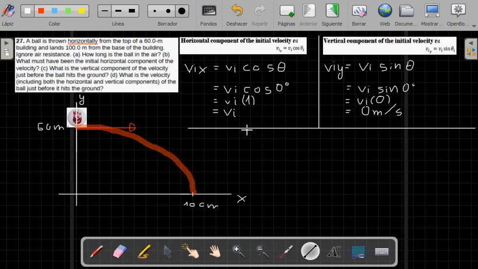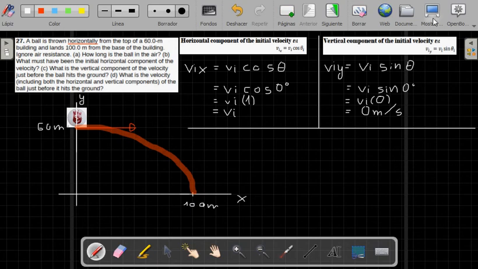With that data, would it be possible to answer part A? Okay, let's take a look at part A. Part A says, how long is the ball in the air? When they are asking how long, they're talking about the time. So we need to find the time, given the initial vertical velocity and this height. Would we be able to find it? Let's find it out.